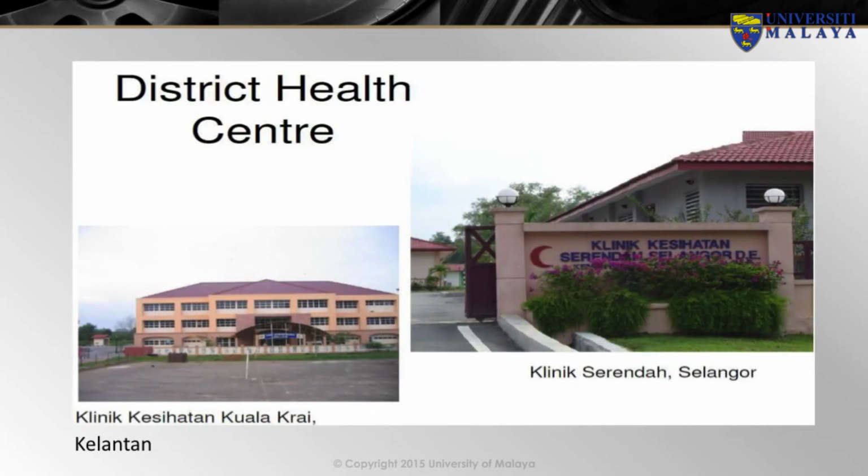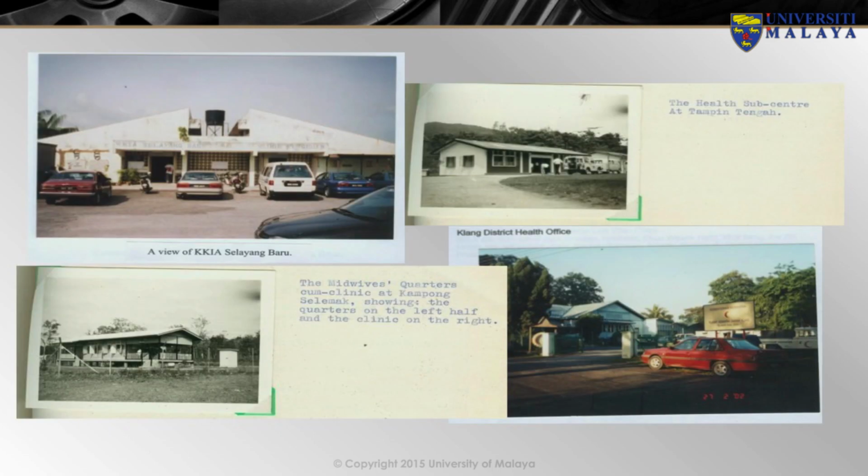Here are some photographs of the district health centers. Klinik Kesihatan Kuala Kerai in Kelantan and Klinik Kesihatan Serendah in Selangor are the newly built and newly designed health centers. Here, we see the older structure of the health centers and maternal and child health clinics, or previously it was called the Klinik Kesihatan Ibu dan Anak, or KKIA.